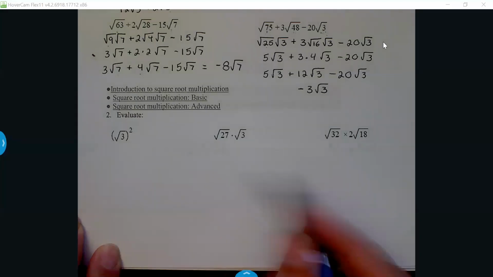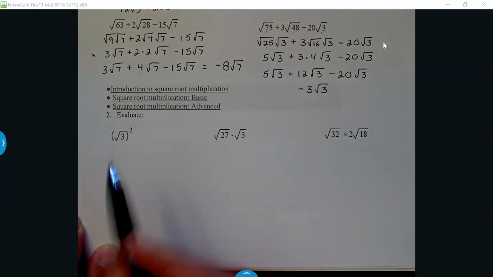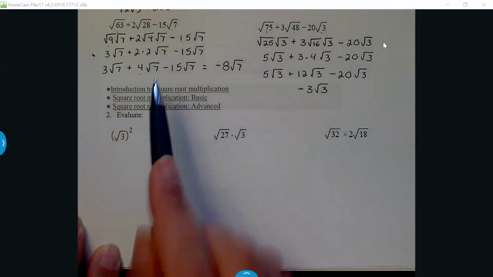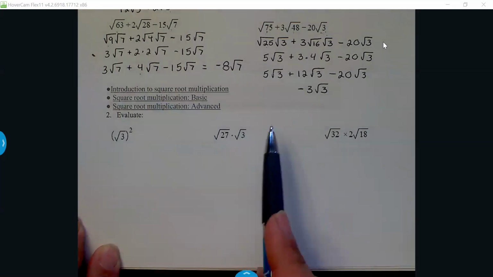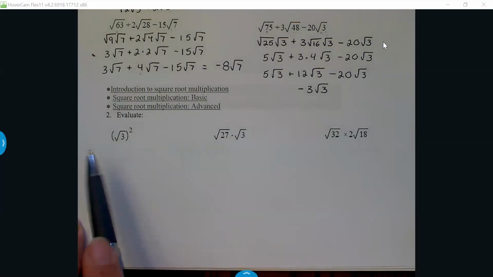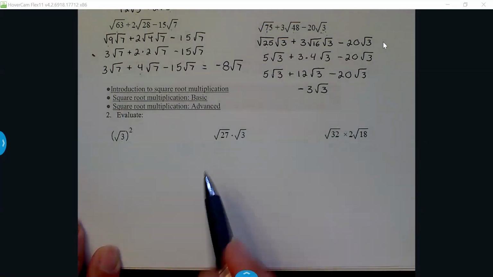Okay, the next thing we're going to deal with is multiplication of square roots. Now, multiplication of square roots, you do not need to have the same square root, same number underneath the square root to combine them. Multiplication, you are just going to be multiplying. The key to this is that you have to simplify your answer at the end, okay?